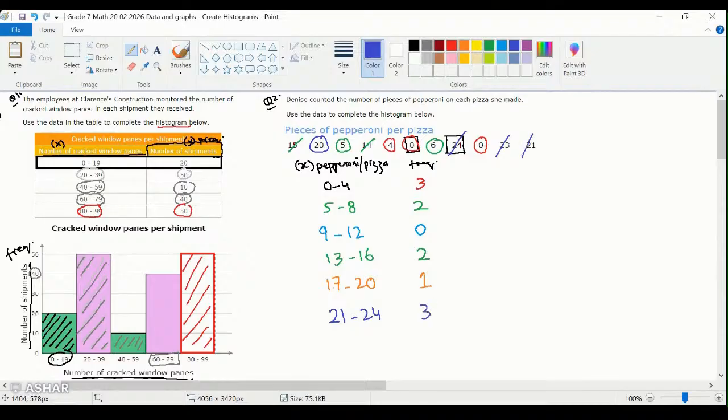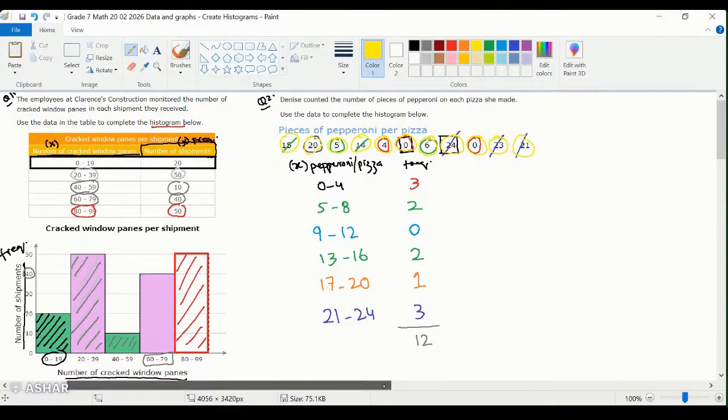Agreed. What we can do is count the total of the frequency. Add these numbers. 3 plus 2 is 5, 5 plus 0 is 5, and so on. There should be 12 values. We confirm over here. 1, 2, 3, 4, 5, 6, 7, 8, 9, 10, 11, 12, right? Because there was a 0. Agreed? So there are 12 values.